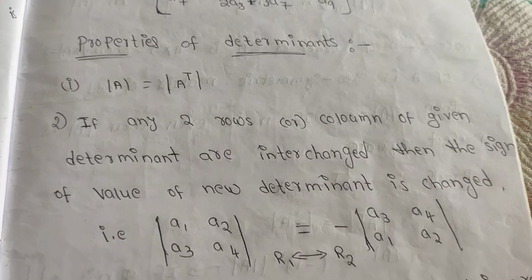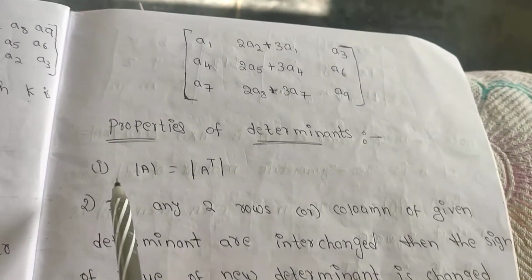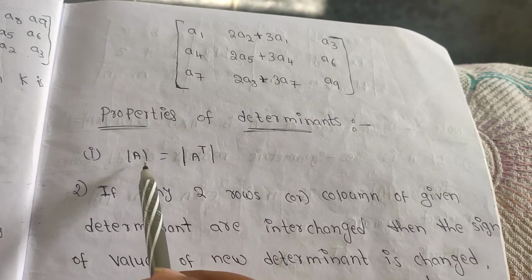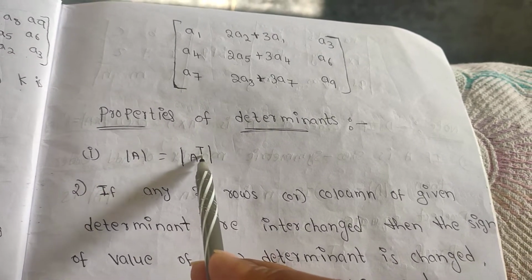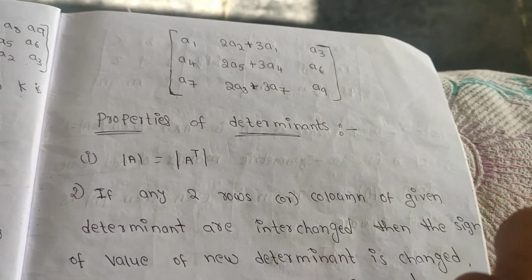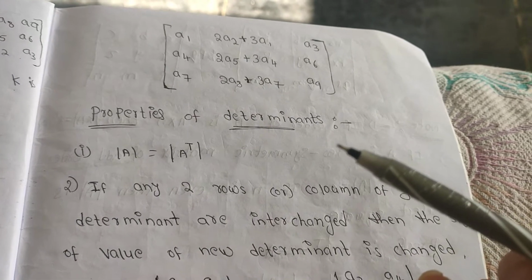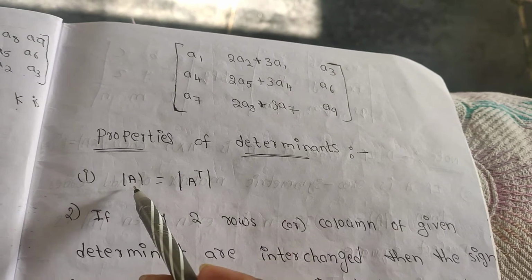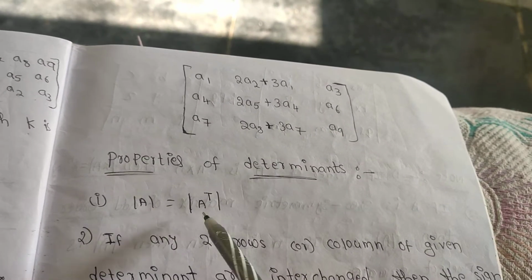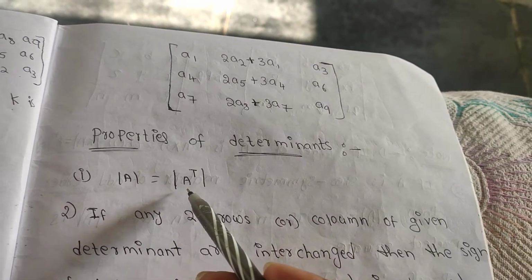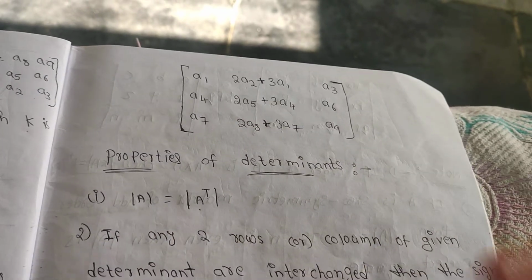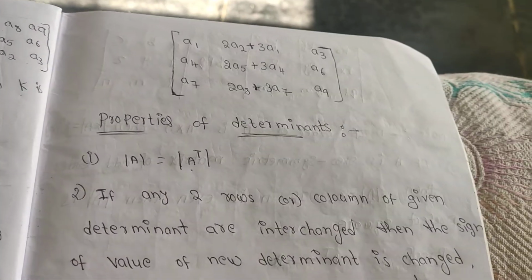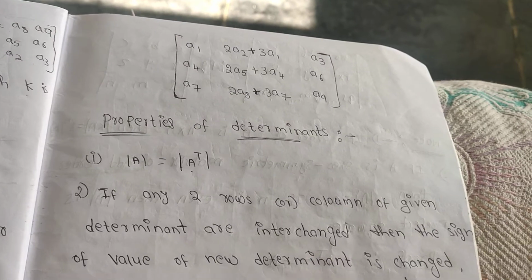My dear students, properties of determinants. First property is very important. Determinant of A is equal to determinant of A transpose. If you go for transposition of any matrix, then the resulting determinant of A is the same as the determinant of A transpose also. You go for any example, try it, and if you have any doubt, please ask me.